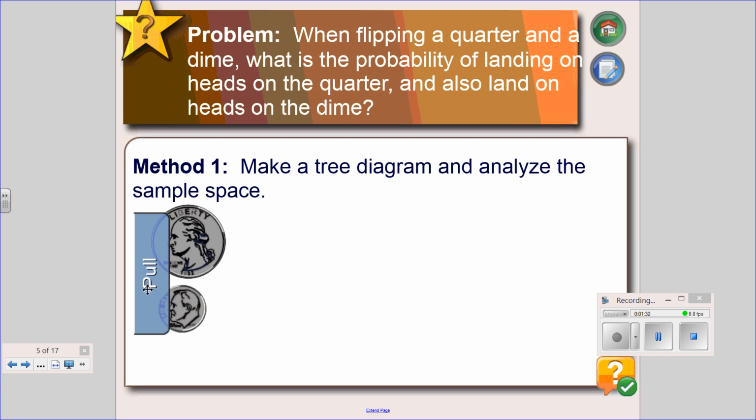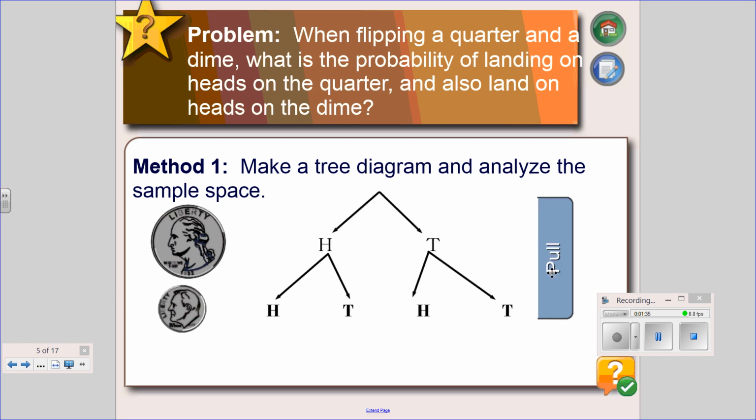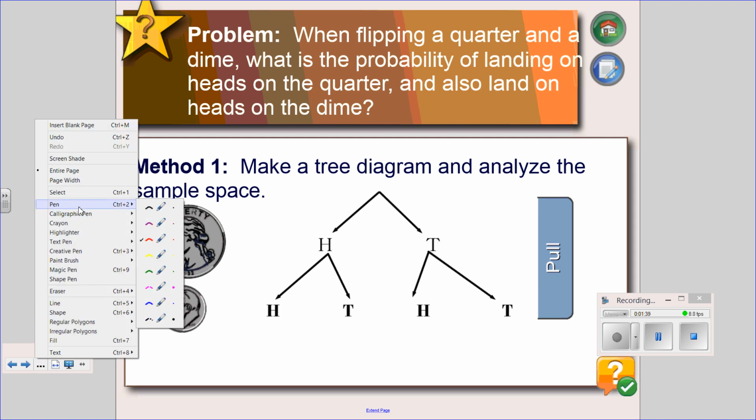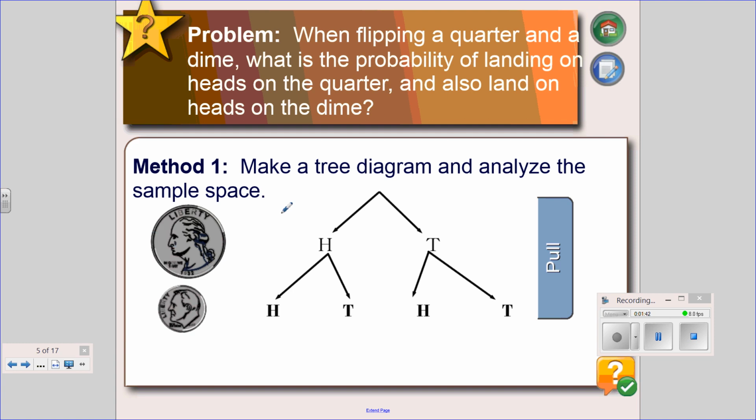The quarter can first and foremost land on heads or tails, and this should look relatively familiar. This top row represents the quarter. It can land on heads or tails, and from there, let's say the quarter lands first and it's spinning around and lands on heads, well then the dime can stop spinning and land on heads, or it could land on tails. If the quarter had landed on tails first, then the dime could land on heads and the dime could land on tails as well. So obviously you're seeing that there are four events.